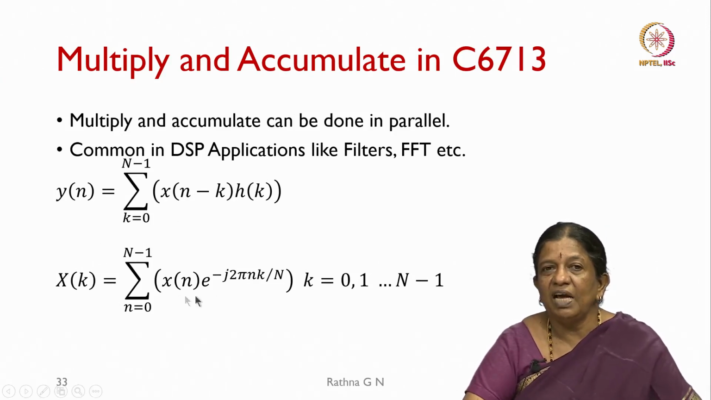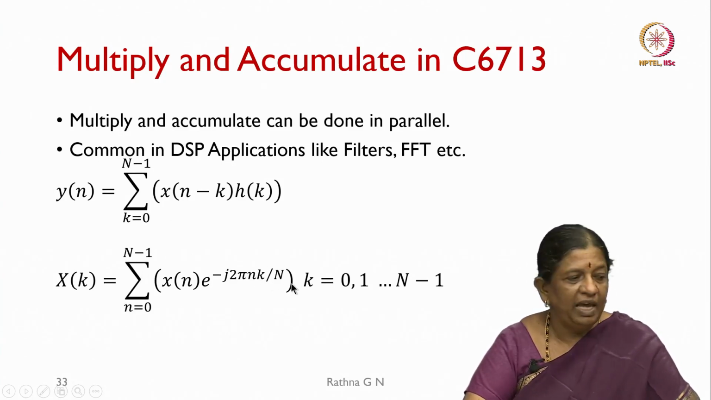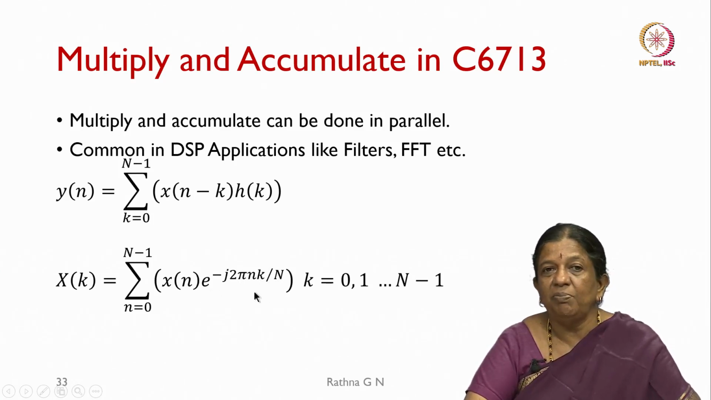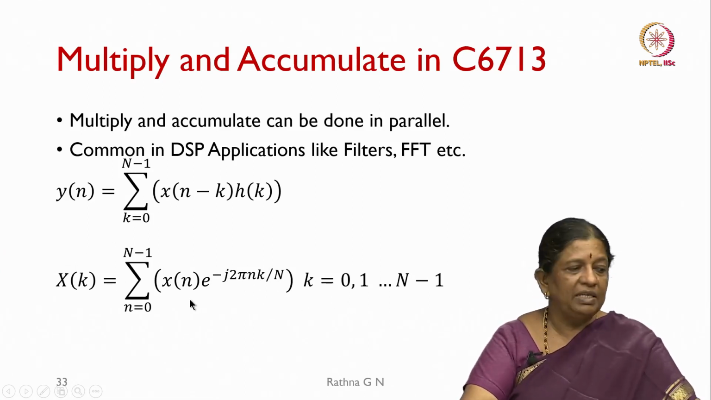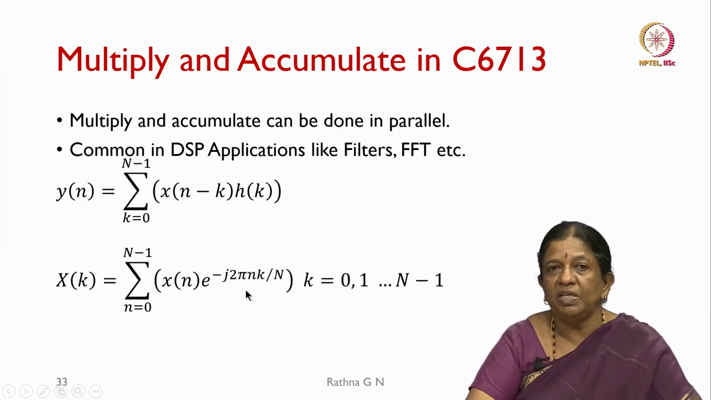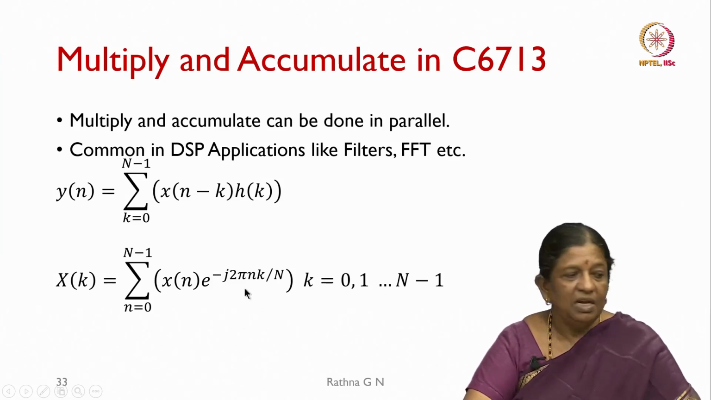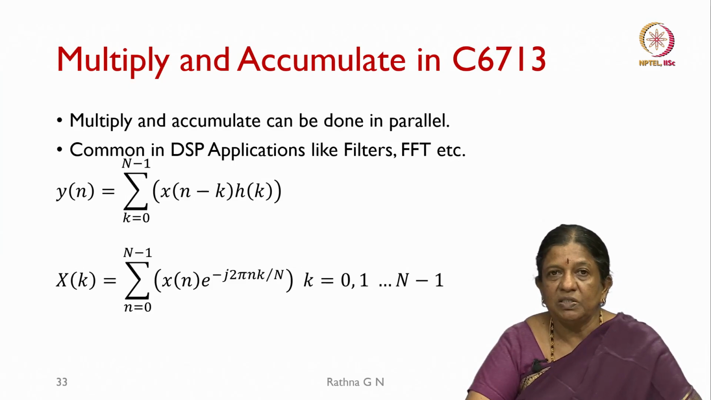So, the next one, I know that X of k is my Fourier output, and x of n is the input, with e power minus j 2 pi n k by N, and this also needs multiplication and accumulation. I can consider the sine and cos functions separately and do them in parallel. So, we will see when I take up FFT how we will be doing the operations in our DSP processor.